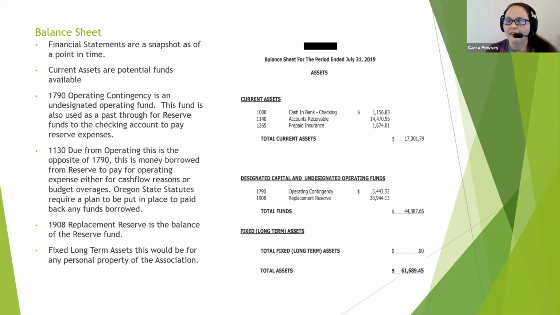So either way, the other part is that your plan doesn't have to be paid back in a year. It's a plan, and it has to be a reasonable plan, and it's up to the board to determine what they feel is reasonable, because that is so subjective. What one person might think is a reasonable plan is different than another. But you also have to take into consideration why you got into that position to begin with.